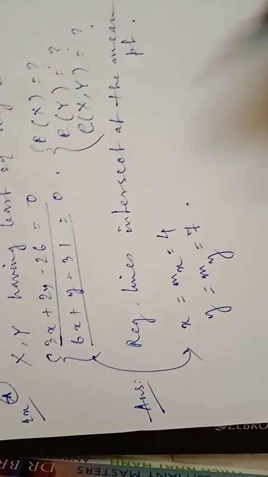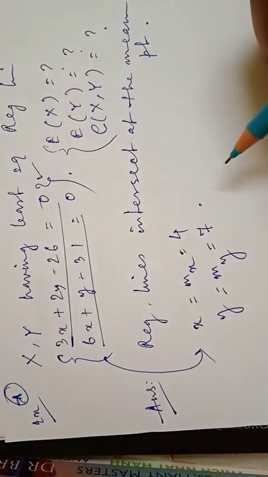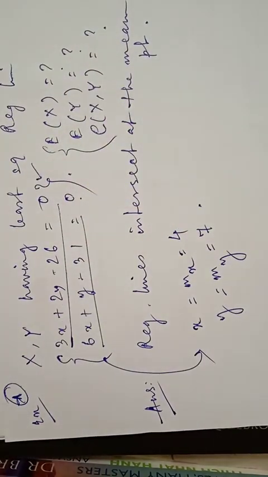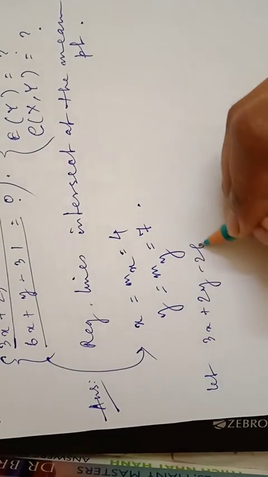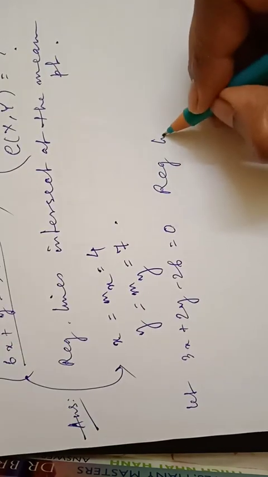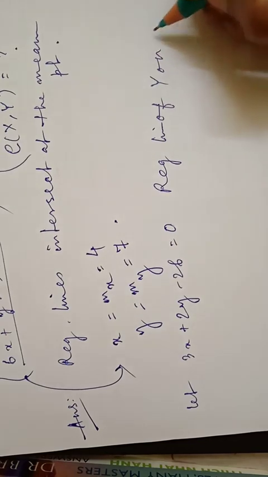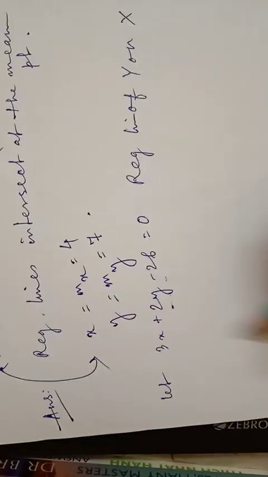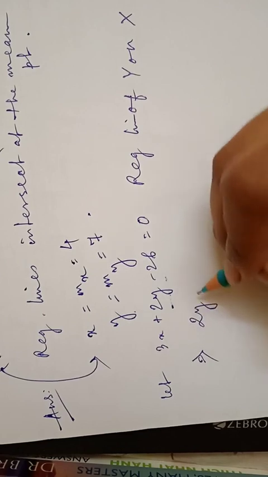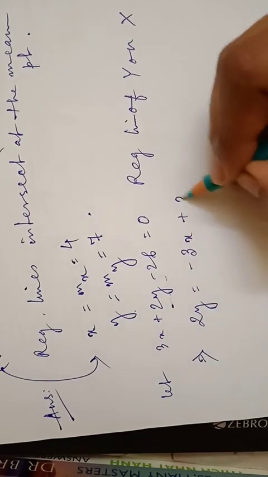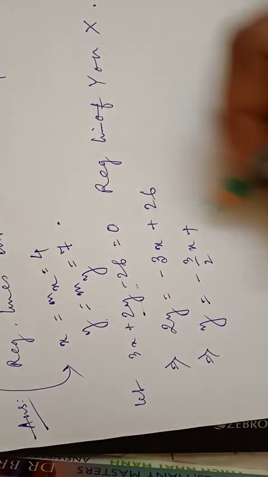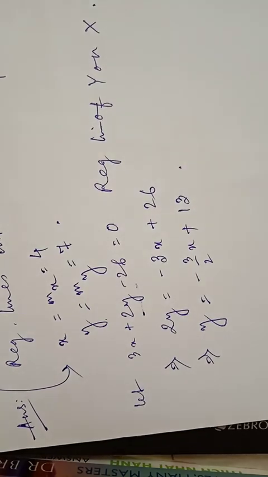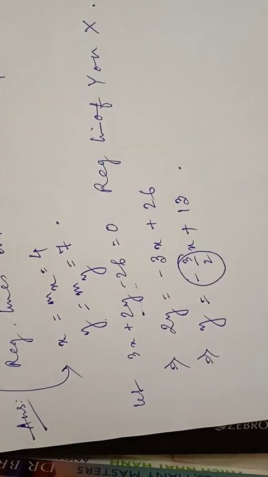Now two regression lines are given. Let's take the first one as y on x and the second one as x on y. So let the first one, which is 3x plus 2y minus 26 equals 0, be the regression line of y on x. So try to find its slope. We write it in that form: 2y equals minus 3x plus 26, that is y equals minus 3 by 2 x plus 13.